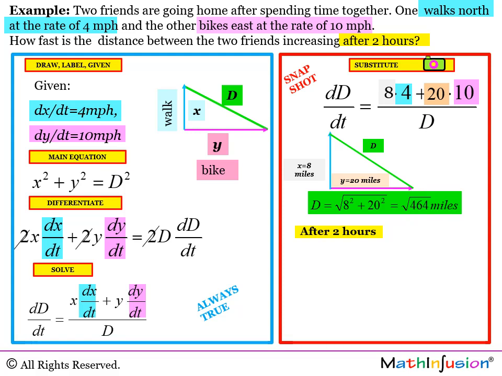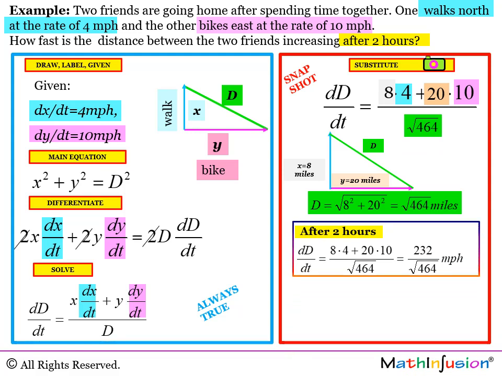It is the square root of 8 to the power of 2 plus 20 to the power of 2, and I get the square root of 464 miles. Now I can calculate the number, and I get that, and the unit is miles per hour.